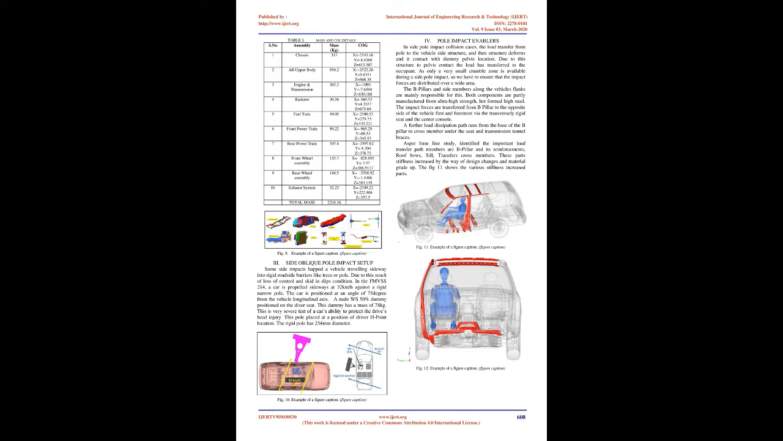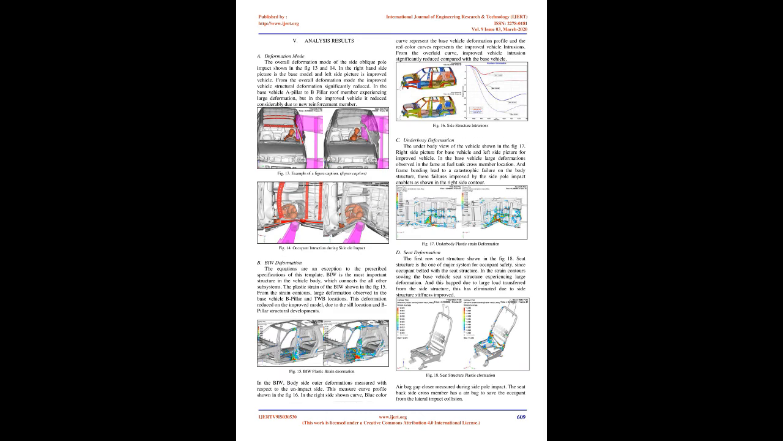Due to this structure to pelvis contact, the load has transferred to the occupant. As only a very small crumple zone is available during a side pole impact, we have to ensure that the impact forces are distributed over a wide area. The B-pillars and side members along the vehicle's flanks are mainly responsible for this.